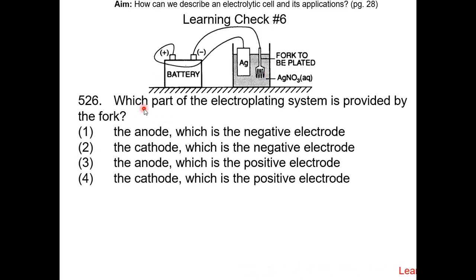Learning check number 6. Which part of the electroplating system is provided by the fork? Pause the video, resume as completed. The fork is the cathode, and since this is an electrolytic cell, it is labeled negative. So the answer is choice 2.